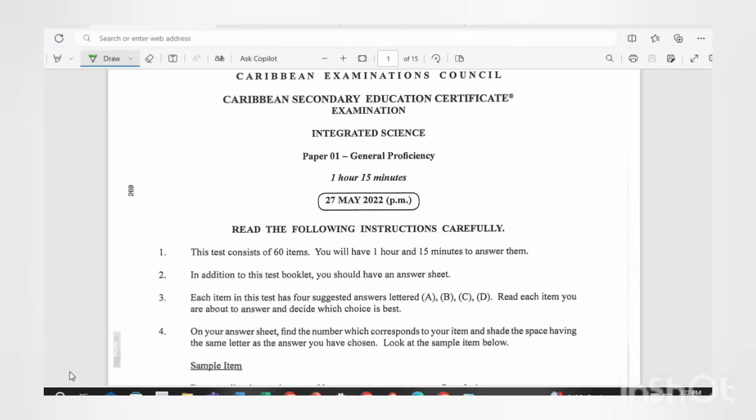Today we'll be looking at the May-June 2022 paper 1 for integrated science. And if you're studying for your exams, you know that the closer you are to the exams, the more studying you have to do. So let's get right into this paper.